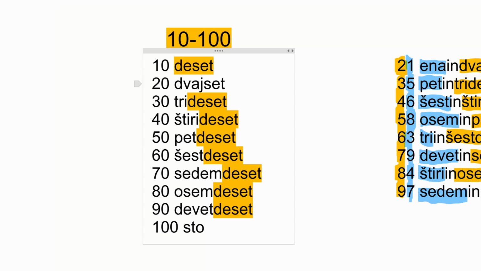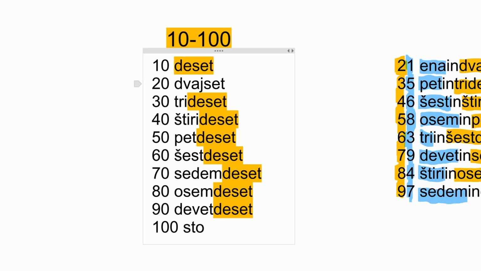10, 20, 30, 40, 50, 60, 70, 80, 90, 100. Okay? So 10, 20, 30, 40, 50, 60, 70, 80, 90, 100. Okay?